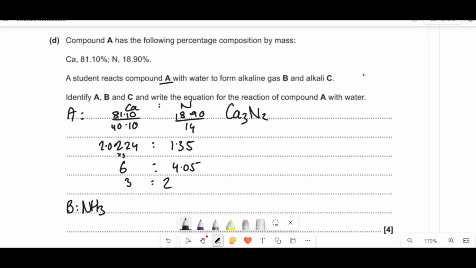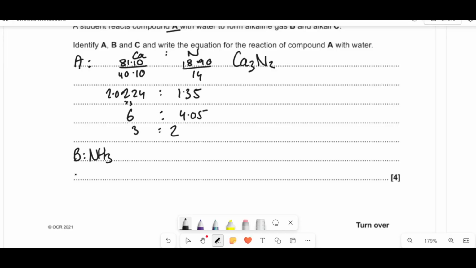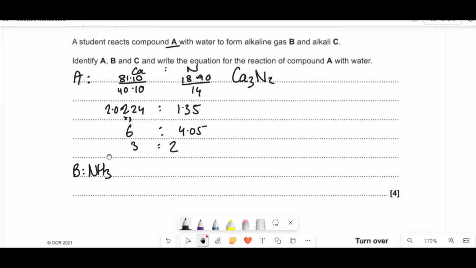And then the other product, the alkali C, well, we have to think about what that is. So we're putting this in water and we're getting an alkali out of that. So the clue here is that if it's alkaline, and it's a solution, it's got to eventually cause hydroxide ions to exist. This is the NH3 bit dealt with, because if you react it with water, this N bit from here goes into NH3.